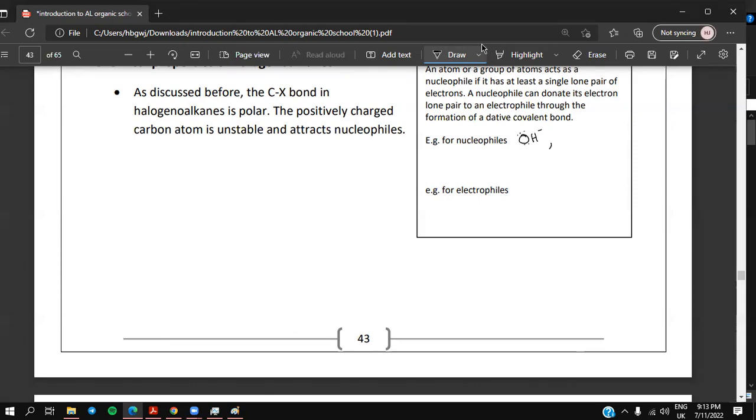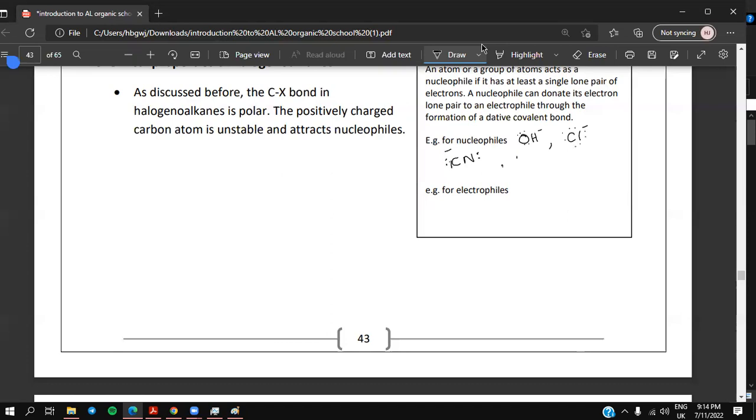Nucleophile. Chloride minus can give electron pairs. And I can say cyanide group. Cyanide group has a negative charge with lone pairs of electrons on both carbon and nitrogen.